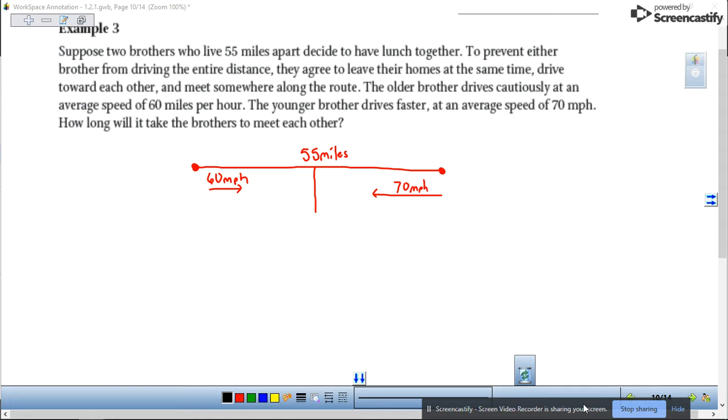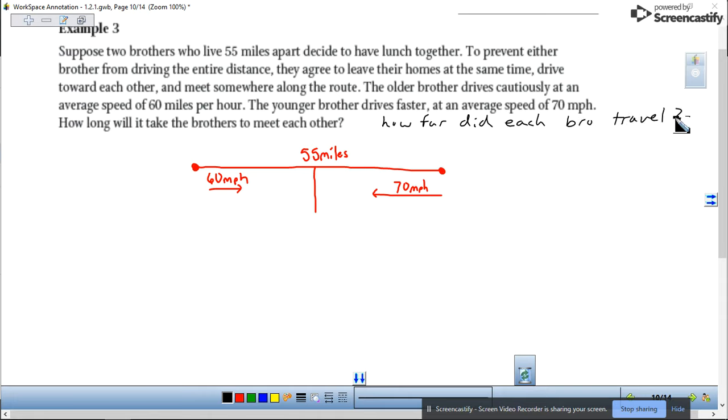The older brother drives cautiously at an average speed of 60 miles per hour, not too cautious. The younger brother drives faster, though, at an average speed of 70, much less cautious. How long will it take the brothers to meet? I'm actually going to add a question. How far did each bro travel?